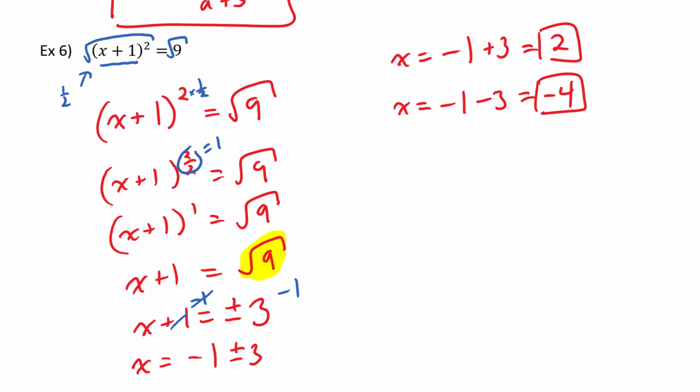If we sub them in over here, we sub in 2. 2 plus 1 is 3. 3 squared is 9. Sub in minus 4. Minus 4 plus 1 is minus 3. Minus 3 times minus 3 is positive 9. So you can see both of these satisfy that equation. Later on in the course, we will actually work through this method.